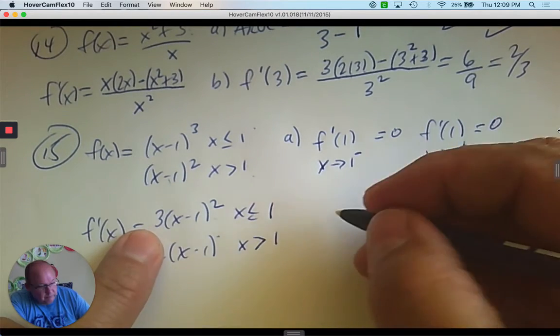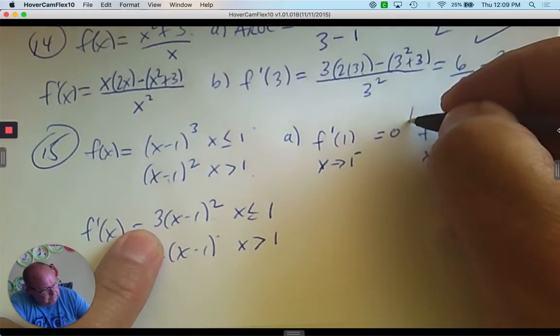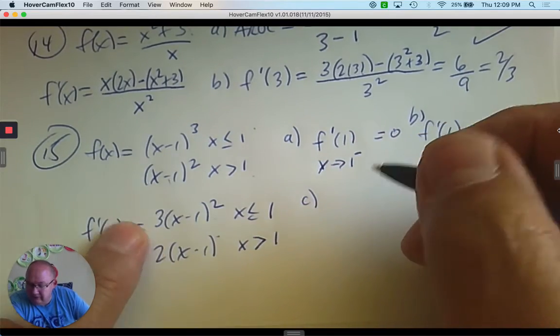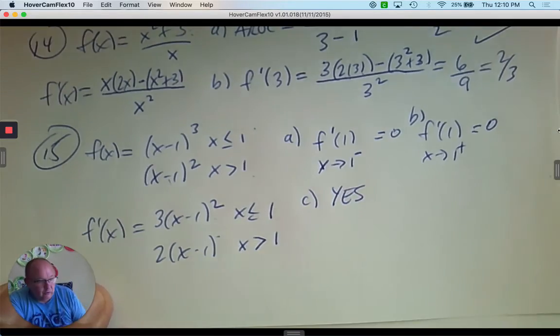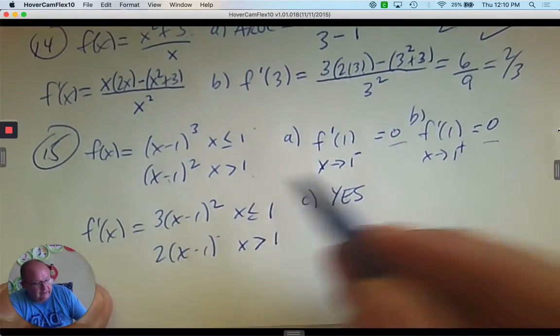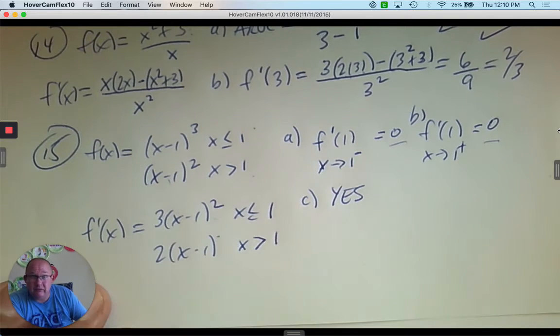So the question is part C. This is part B. Part C says, is the function differentiable there? So we take the derivative, do they match? And then go back and also say, is it continuous? All of them go, then yes, the derivative does exist and it's 0. All right, number 16.